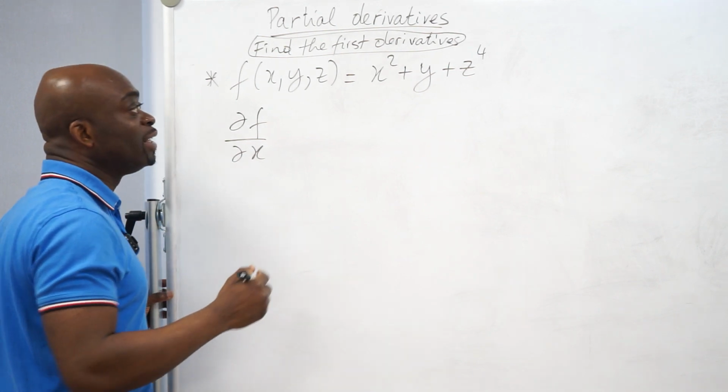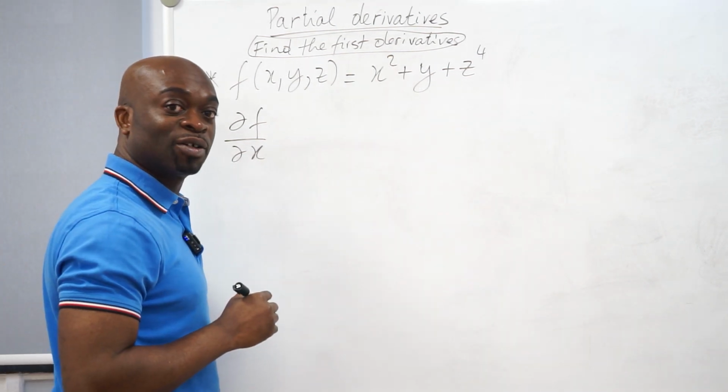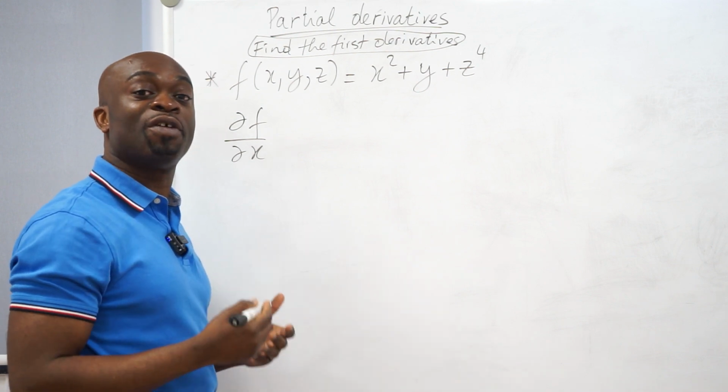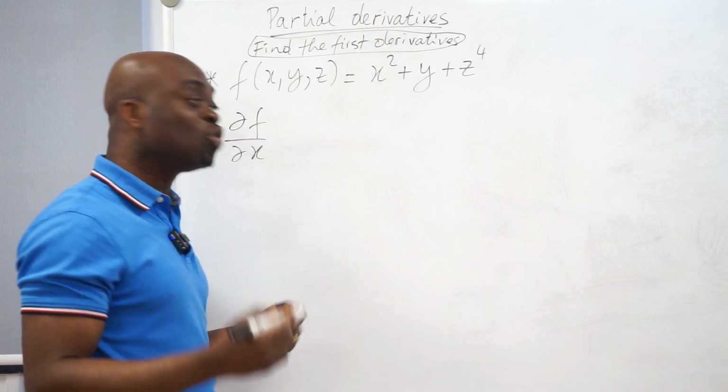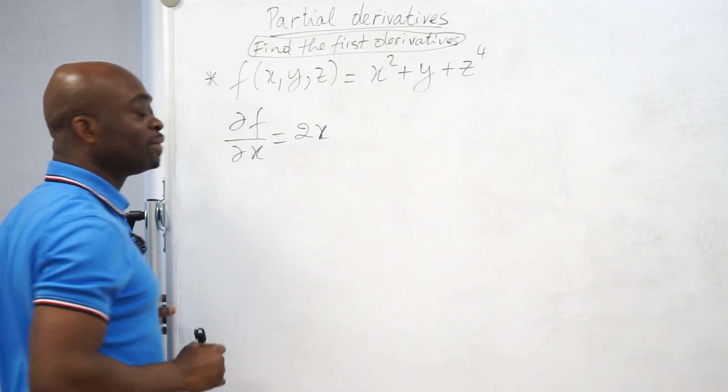So let's go ahead. Where do we have x here? We have x squared on this side, correct? So we're going to have to find the derivative of that. What's the derivative of x squared? It is equal to 2x, that we all know. So it is equal to 2x.